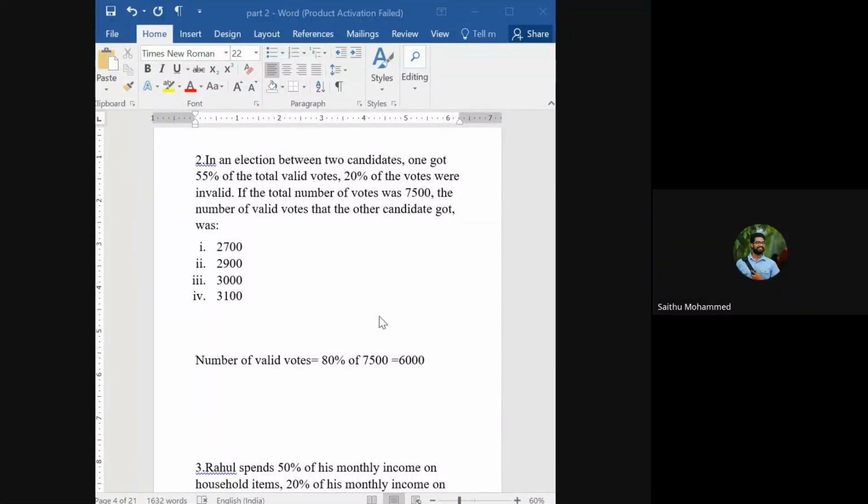Only 80% of 7,500 votes were valid. So we will be finding the number of valid votes, which is 80% of 7,500. That is equal to 6,000. Now, the valid votes polled for the other candidate.